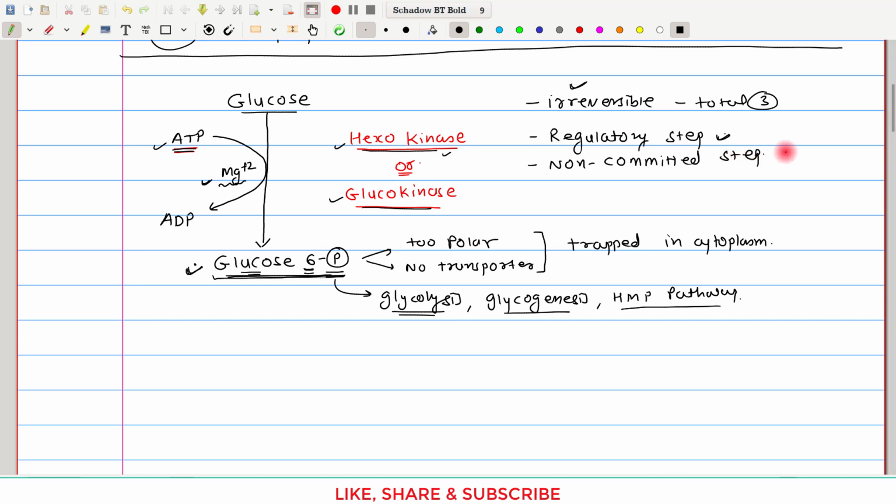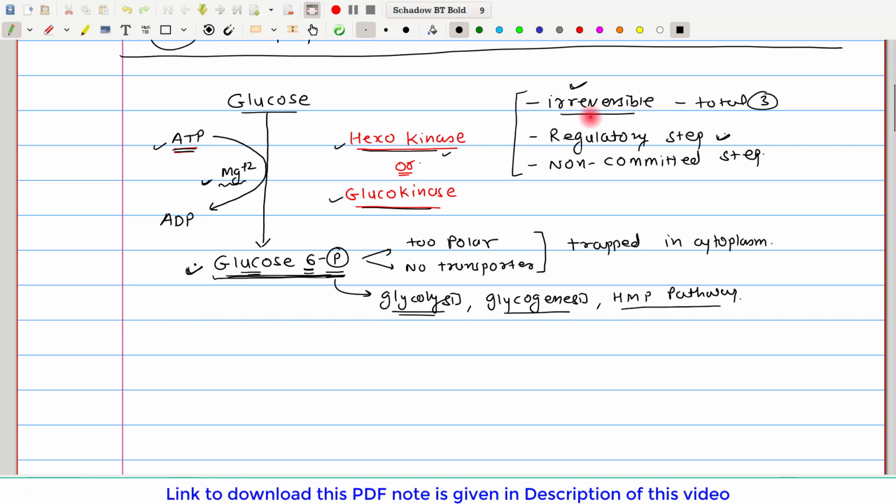If you examine most other metabolic pathways, the first irreversible reaction of that pathway is the committed step, but it is an exception over here. This is the first irreversible reaction of glycolysis, but it is not committed. So, as an exception, we need to remember this.